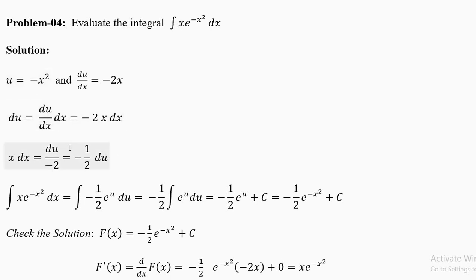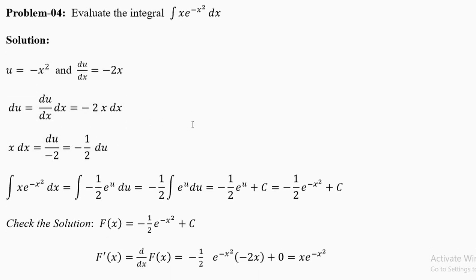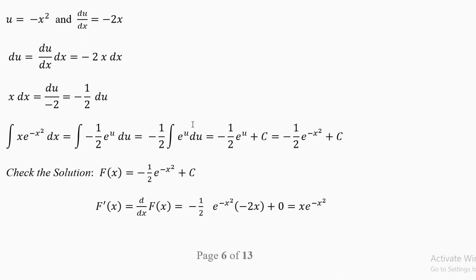See, these three steps are important. That's why I have written it in detail. Some people can do it in their mind, but do it carefully. Now integration of x into e power minus x square will be minus half e power u du. Take the minus half common, you will get e power u du, and the integration of e power u is e power u plus c. Now see, u equal to minus x square, put it back, you have got the answer.